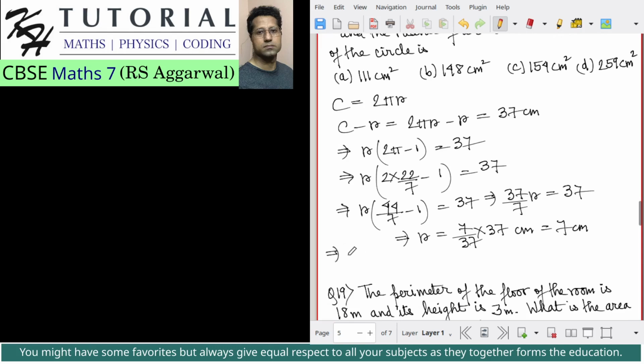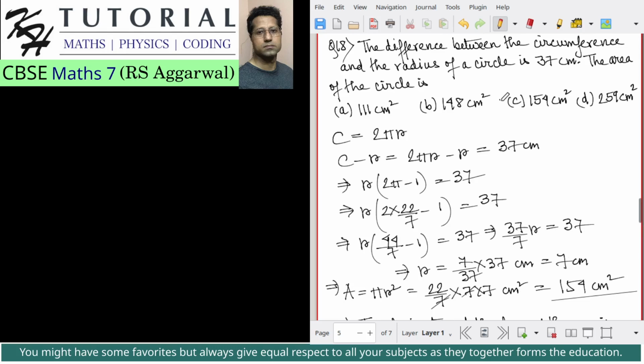So this implies area is equal to pi r square, which is equal to pi is 22 by 7 and r we have found to be 7 centimeter. So 7 multiplied by 7, this much centimeter square, which is equal to 154 centimeter square. So 154 centimeter square is the area of the circle. So the correct choice is C. C is the correct choice.